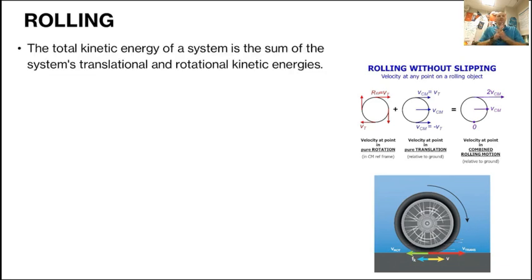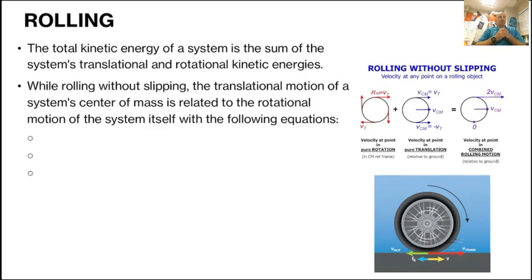So one thing to note, the total kinetic energy of a system is now the sum of a system's translational and rotational kinetic energies. When an object is rotating and moving linearly, to find the total kinetic energy, you will simply add up the translational and rotational kinetic energies. While rolling without slipping, the translational motion of a system's center of mass is related to the rotational motion of the system using those equations that we already established.